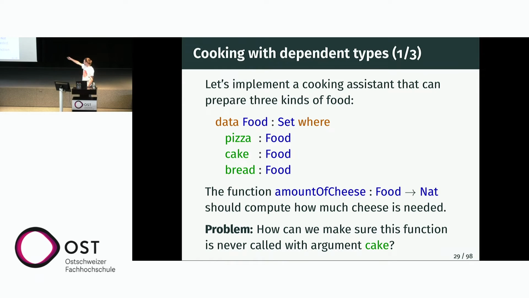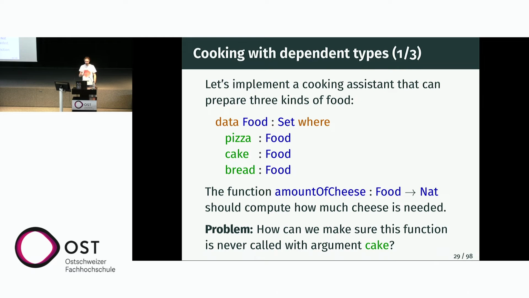So there's a function from food to not. I'm not specifying the units here, but okay. But there's an obvious problem, which is that when we implement this function, it has to be complete. In particular, we have to answer the question, how much cheese should we add to our cake? And this is obviously a nonsensical question. So we shouldn't even be able to consider the question, right? And so we want to express in our type system that this question should never be asked. Okay, so how do we do that?